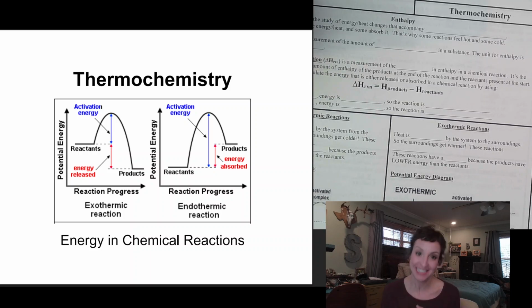Okay, let's get into it. Today's lesson is on thermochemistry. We talked about in our intro to heat and energy lesson that thermochemistry is the study of energy changes in chemical reactions. Well, that is good. We are doing chemistry where we are studying chemical reactions.